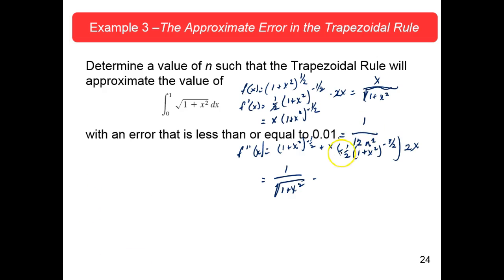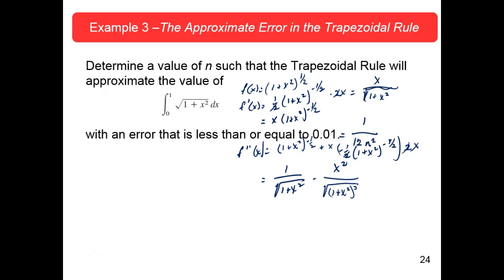First thing I'm going to do is cancel out the 2's, so I don't have to worry about them. So here we have an x in the numerator. Nope, an x squared in the numerator, an x from here and an x from there. And the denominator looks like the square root of 1 plus x squared, cubed. That's what the 3/2 means.